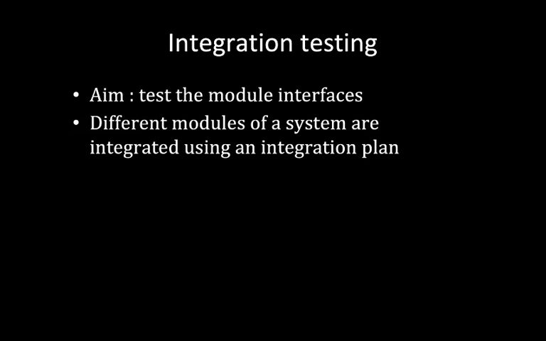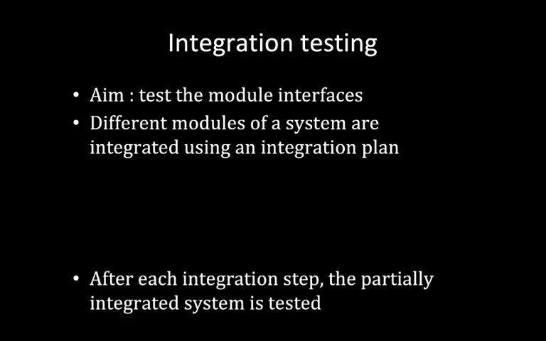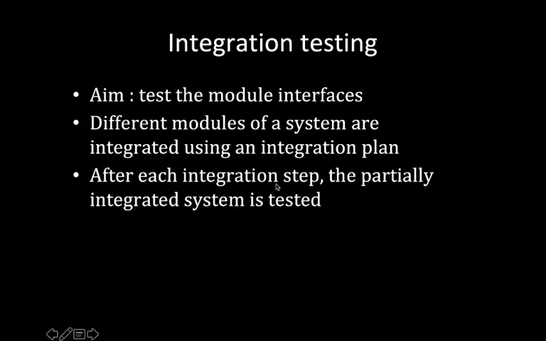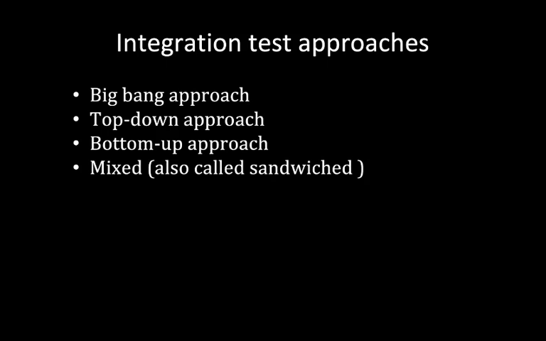Different modules of a system are integrated using some integration plan. After each integration step, the partially integrated system will be tested. There are different approaches for integration testing. One is the Big Bang approach, second is the top-down approach, third is the bottom-up approach, and fourth is the mixed or sandwich approach. We will see each one separately. First one is the Big Bang approach.